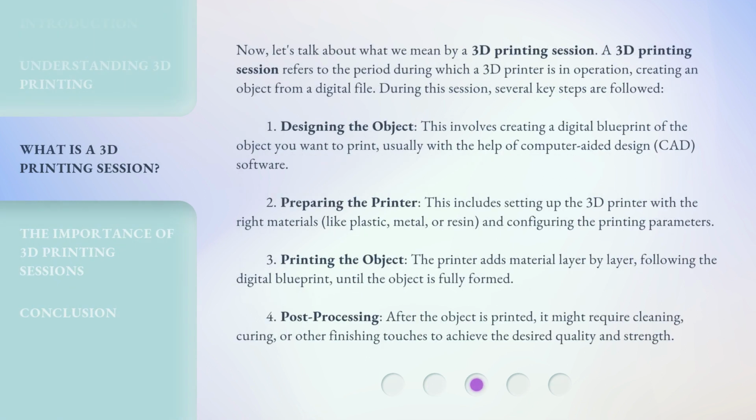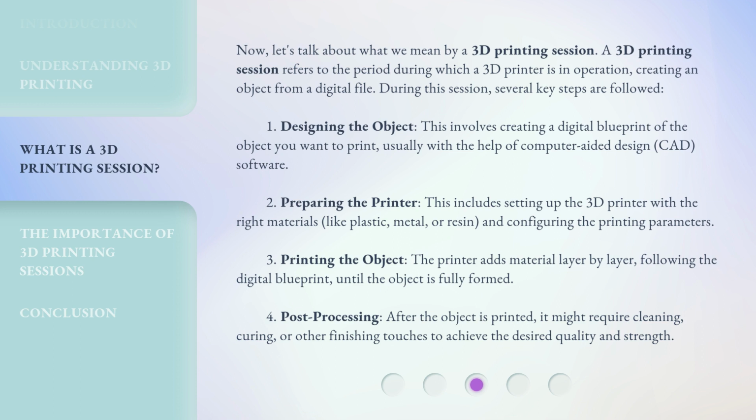Now, let's talk about what we mean by a 3D printing session. A 3D printing session refers to the period during which a 3D printer is in operation, creating an object from a digital file. During this session, several key steps are followed. 1. Designing the object. This involves creating a digital blueprint of the object you want to print, usually with the help of computer-aided design (CAD) software.